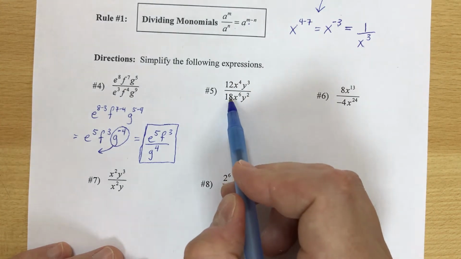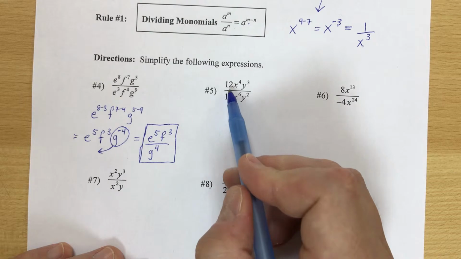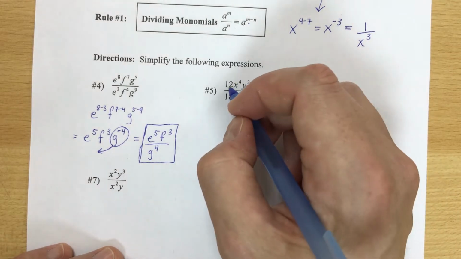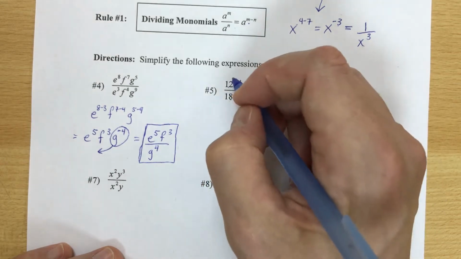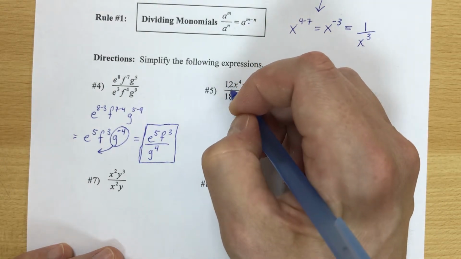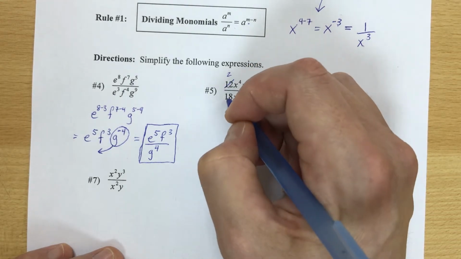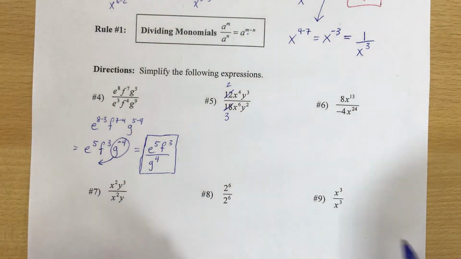If you have coefficients, we do not subtract 12 and 18. This is a division problem, so we divide these or we reduce them. Each of these, can we divide by something? Think of a common factor. We can divide each by 6. So if we do 12 divided by 6, we get 2. 18 divided by 6 is 3. So that reduces to 2 over 3.